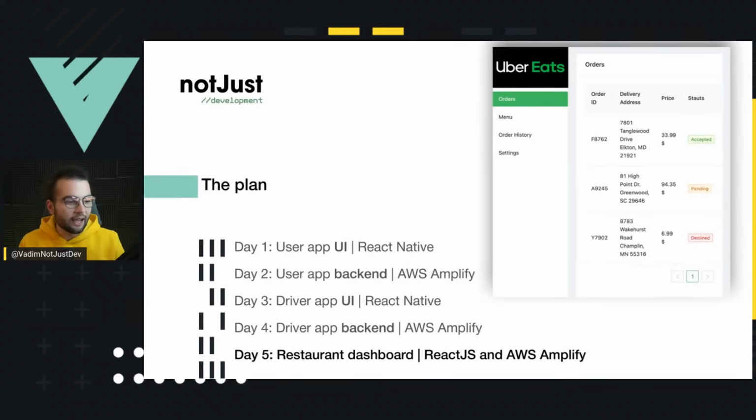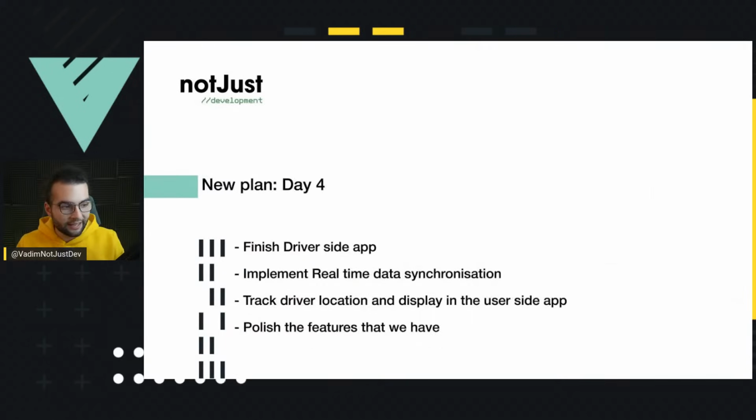So for that reason, today we're not going to work on the restaurant dashboard. Today we're going to finish the driver side application. We're going to implement the real-time data synchronization between driver and user side application, and I want to display the live location of a driver inside the user application, so the user can know where is his next order. That's going to be like the track driver location displayed in the user app, and also then we're going to polish the features, we're going to refactor our code to have it ready to go.